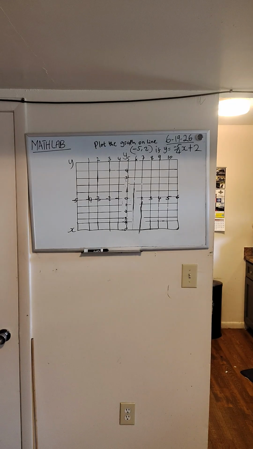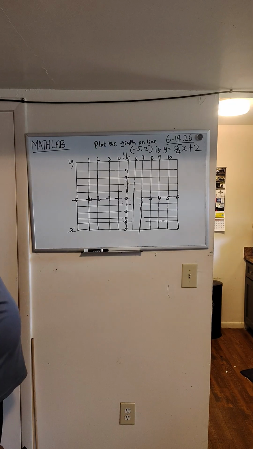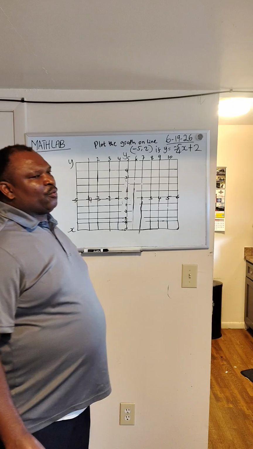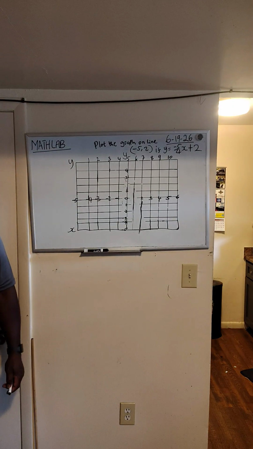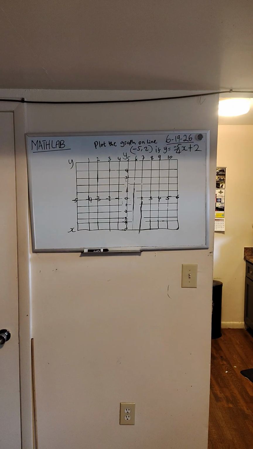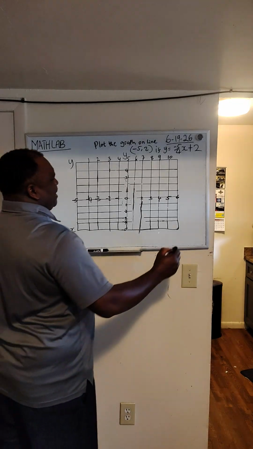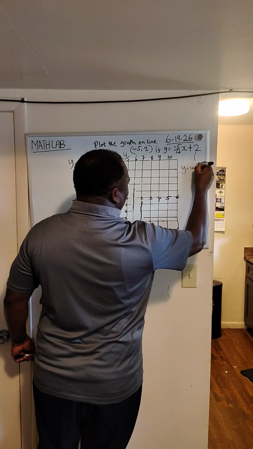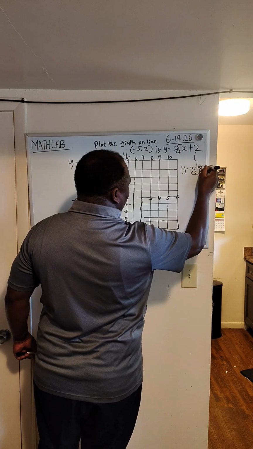And remember, the coordinates are the y-intercept and the x-axis. Those are the coordinates, the language that we use when plotting graphs. We also have the x-axis and the y-axis. In this case right here, this 2 is our y-intercept. This 2 right here is our y-intercept.